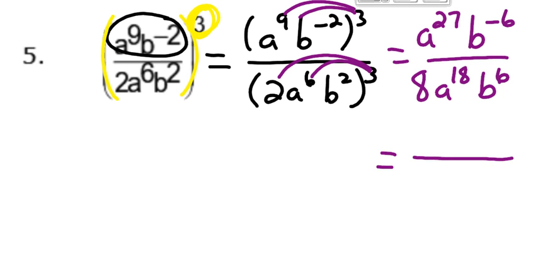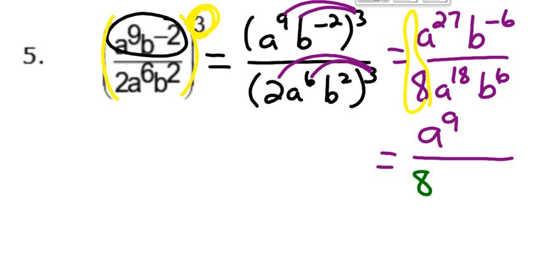Looks to me like this 8 isn't going anywhere on the downstairs, so it's just going to stay down there. There's nothing to simplify with it on the top. All right, looking at my a's, I got 27 on top, 18 on the bottom. That means the top wins by 9.